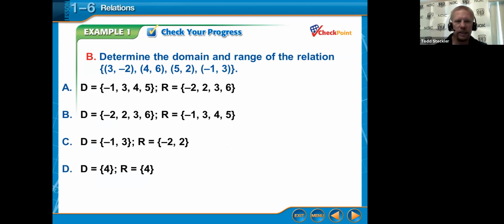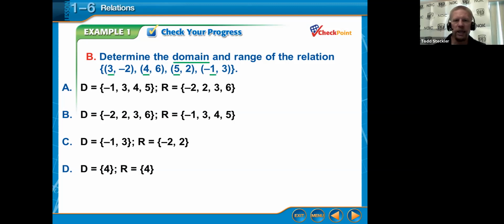Letter B, question B is talking about the same relation, the same set of ordered pairs, and it says to find the domain and the range. So we're going to talk about these words domain and range.